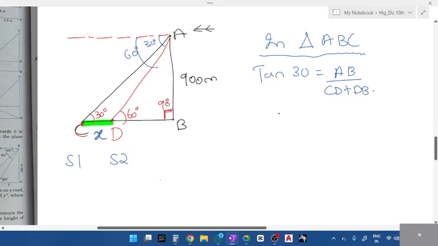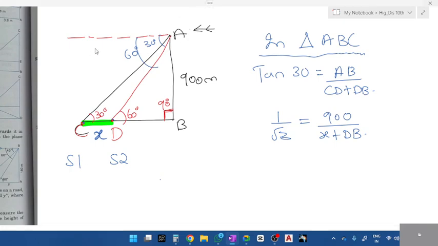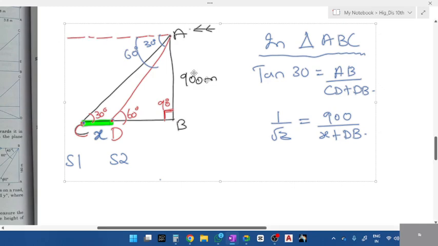What is the tan 30 value, students? One by root 3. Don't write anything. When I'm teaching, don't write. Listen and answer. 900 divided by what is CD? X plus DB. Okay. This S1 and S2 is nothing but ship 1 and ship 2. Now tell me the other triangle. Be quick. What's the other triangle I have to consider?